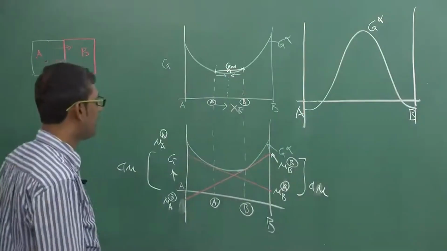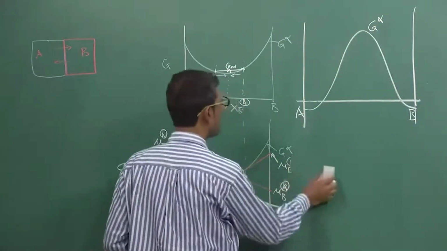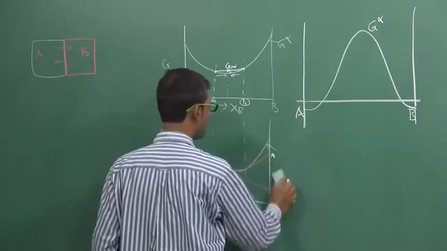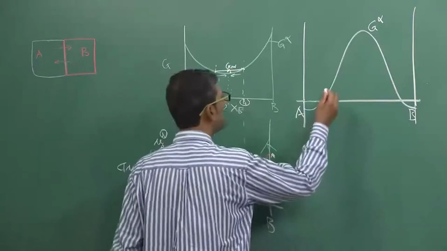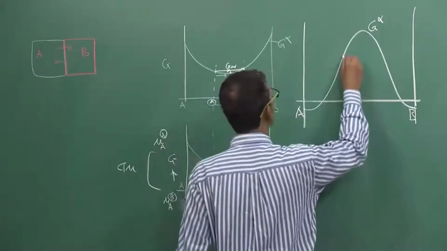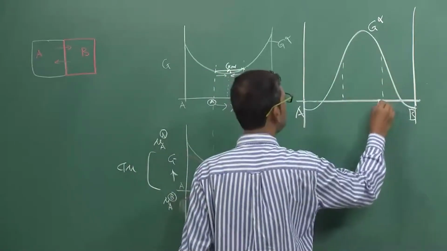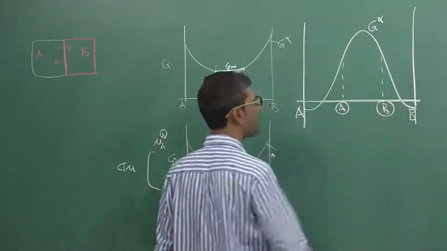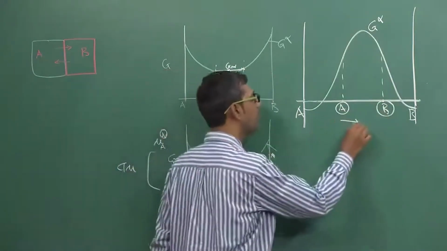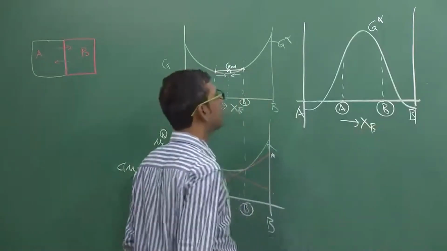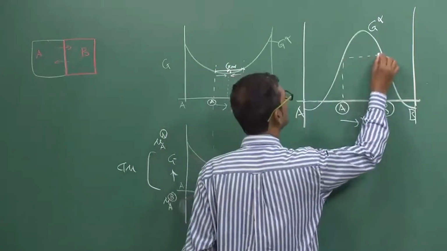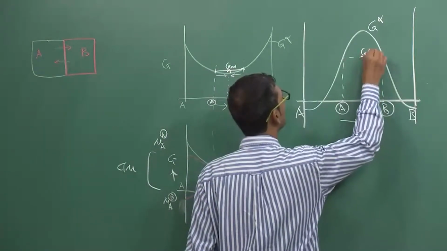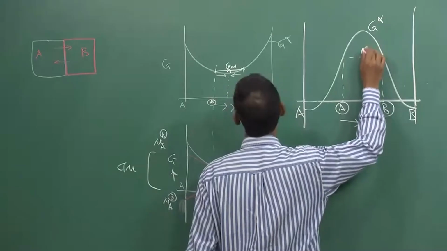Okay, so now how will it happen? And okay, let us first show it there. I will erase it. And suppose I am here, A and B, similar to this. This is the composition of alloy A, composition of alloy B of any component B suppose. So, the average is somewhere there, G average.